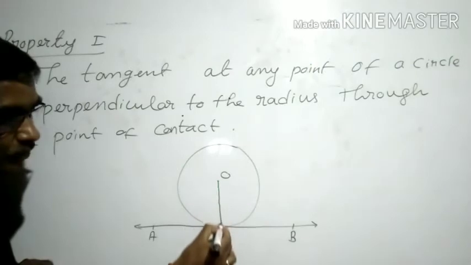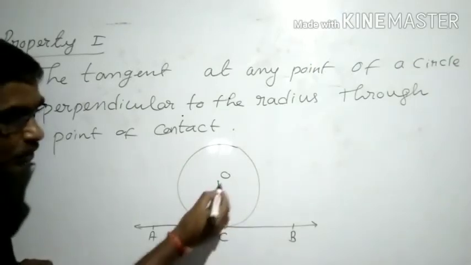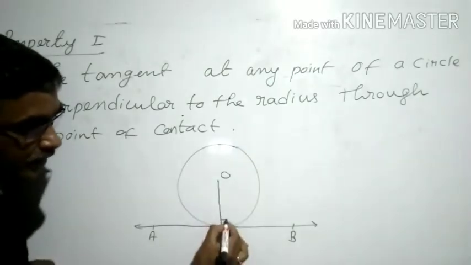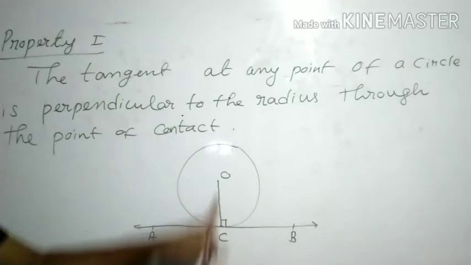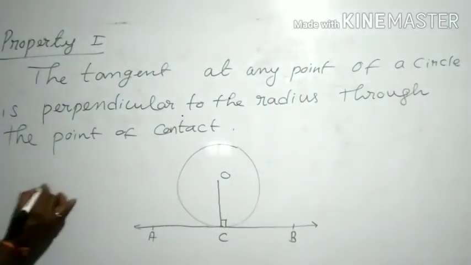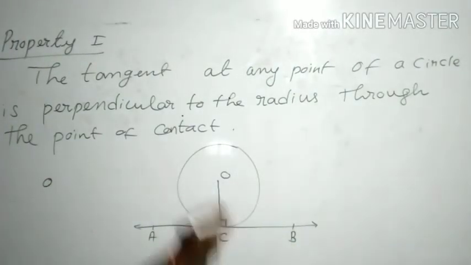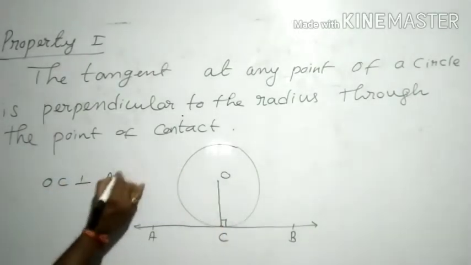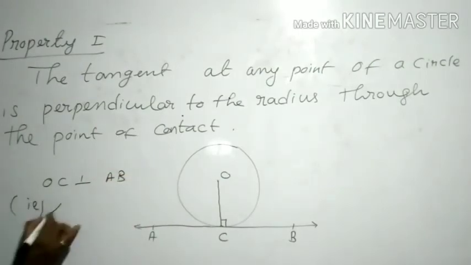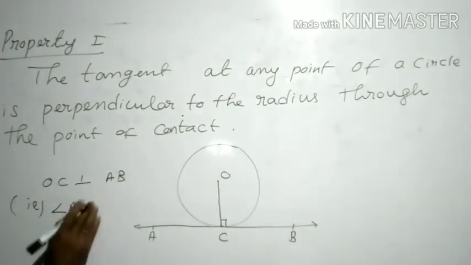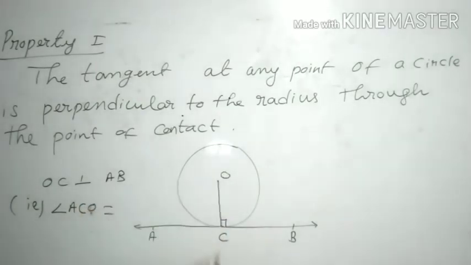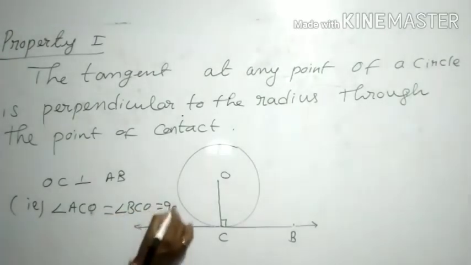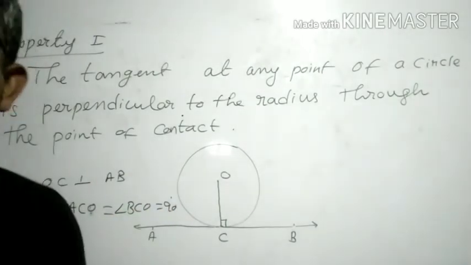OC is the radius through the point of contact, right? The radius is perpendicular to the tangent through the point of contact. That means OC is perpendicular to AB. AB is a tangent at C, and OC is a radius through C, so OC is perpendicular to AB. So angle ACO or angle BCO, both are equal to how much? It is equal to 90 degrees. That's called perpendicular. Okay, let's go to the second property.